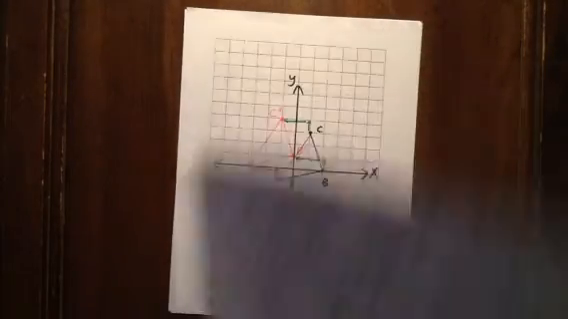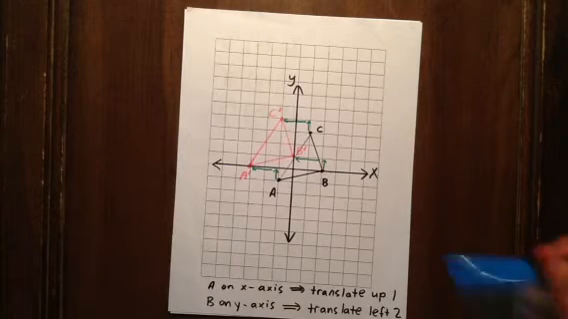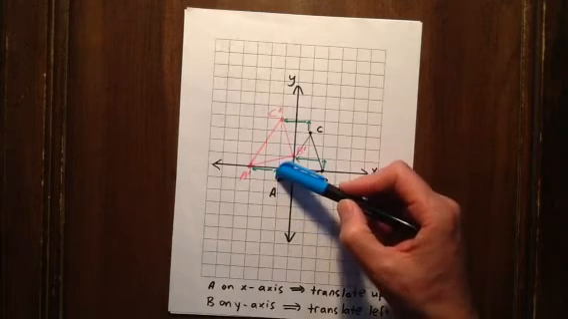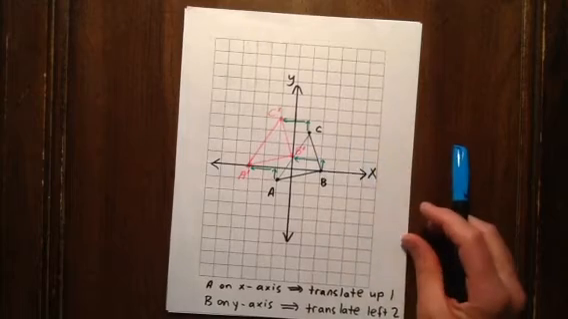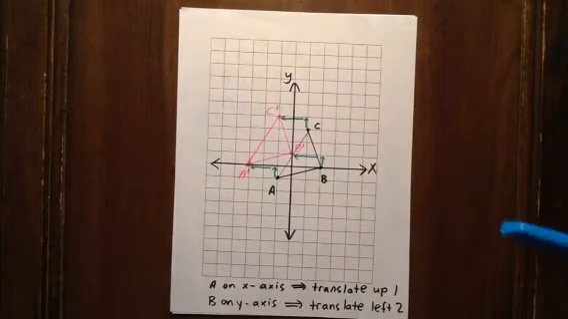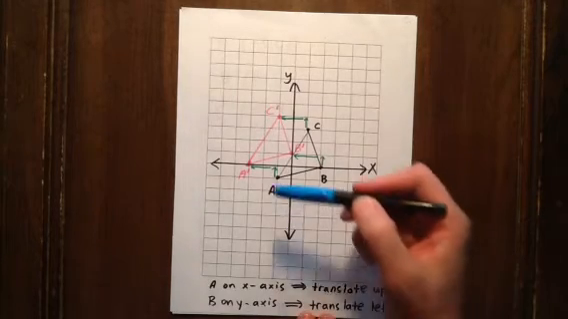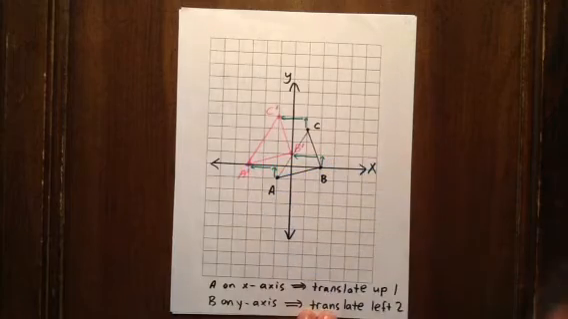Okay, so that's what we're going to do. Remember that: up 1 unit and left 2 units. So our point A goes up 1 unit and our point B goes over 2 units. But since it's a triangle and it's a solid shape, all points have to do the same thing. So every point has to go up 1 unit and left 2 units.